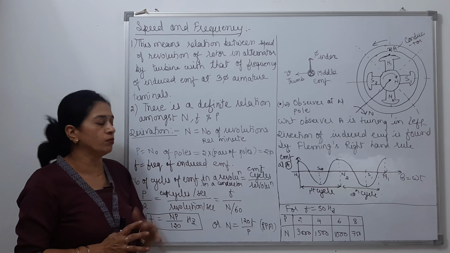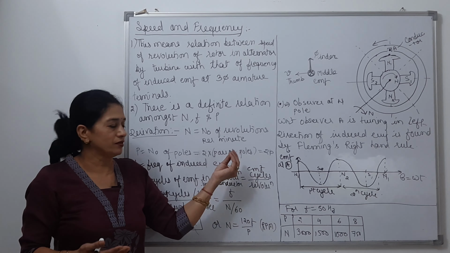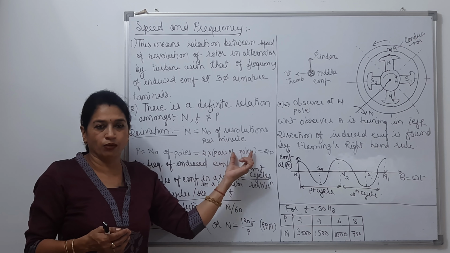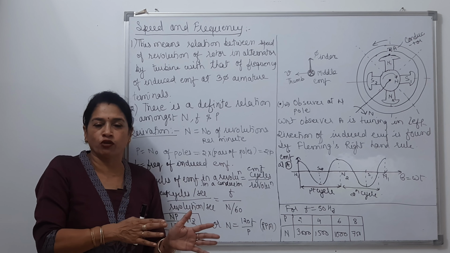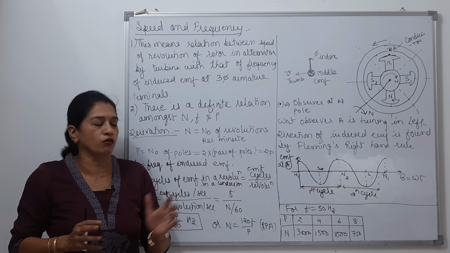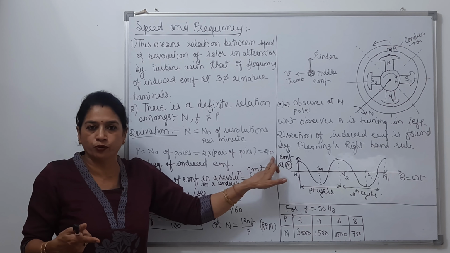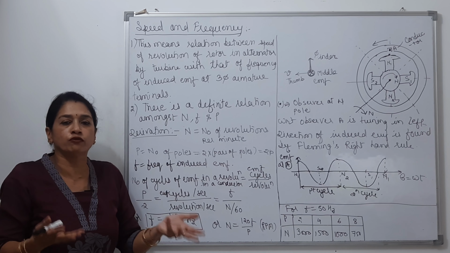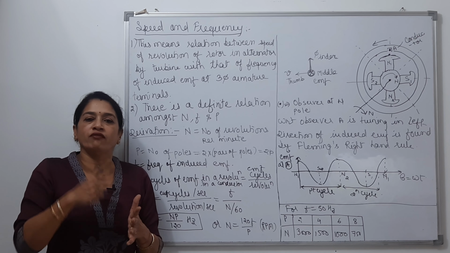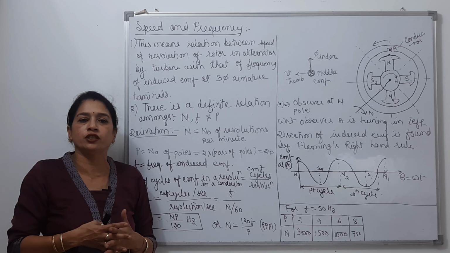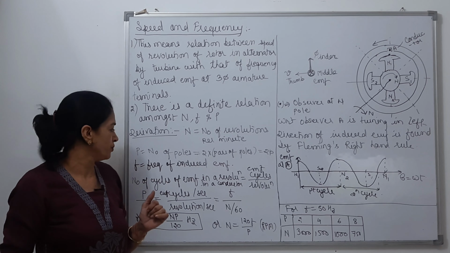P, capital P, is the number of poles, and certainly the number of poles can be associated with the number of pairs of poles. The number of pairs of poles times two gives you the number of poles. We have to take care of either the total number of poles or the total number of pairs of poles. So small p is the number of pairs of poles and capital P is the total number of poles. If we have a two-pole machine, it would have one pair of poles. If we have a four-pole alternator, it would have two pairs of poles.